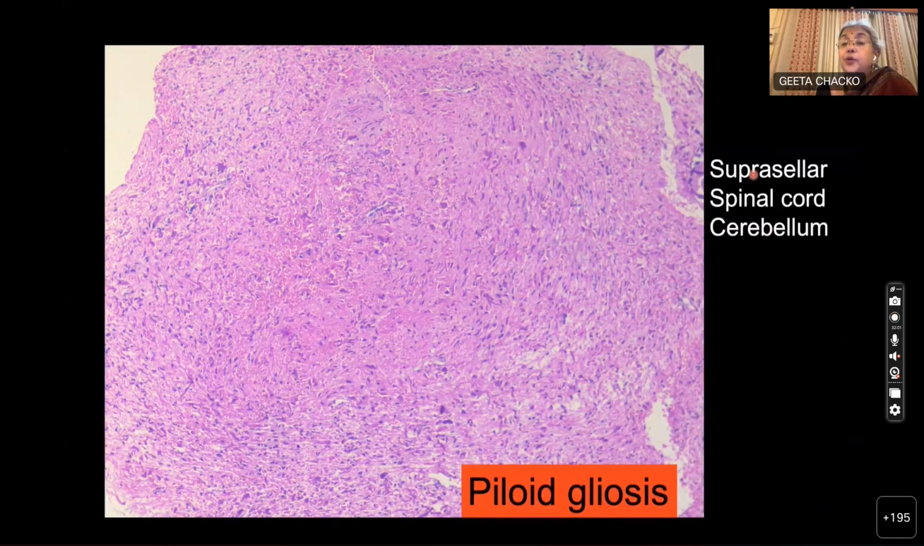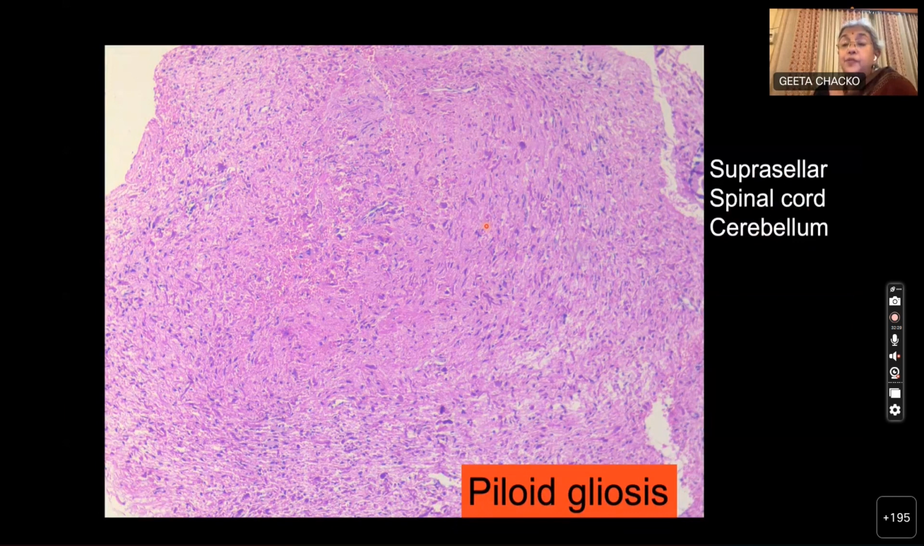So this can happen not only in the suprasellar region, you can see this happening in the spinal cord and in the cerebellum, where you have hemangioblastoma, which mainly occurs in adults. Again, it's a cystic tumor with a mural nodule. If they haven't hit the mural nodule, the wall of the cyst may just show you piloid gliosis. And like I told you, cerebellum is a very common site for pilocytic astrocytoma. So you have to base it on the age.